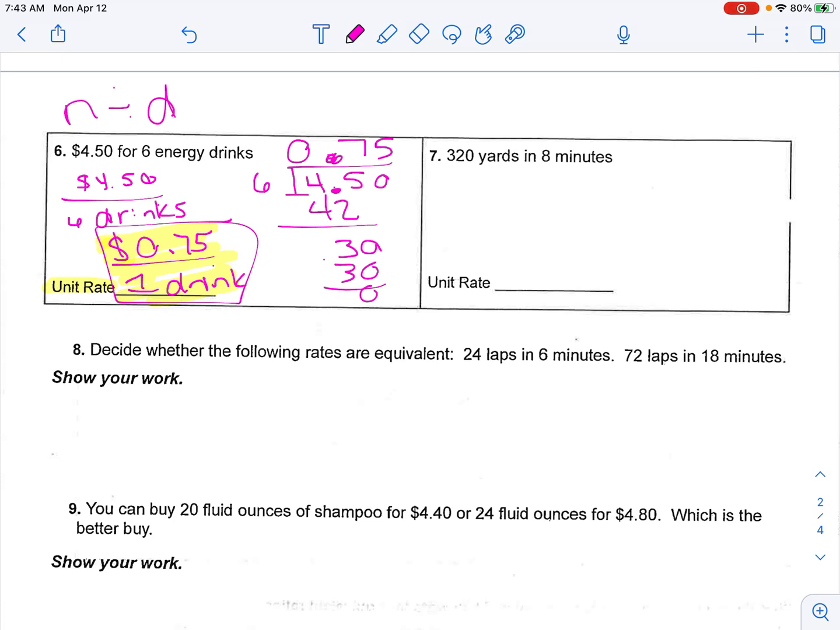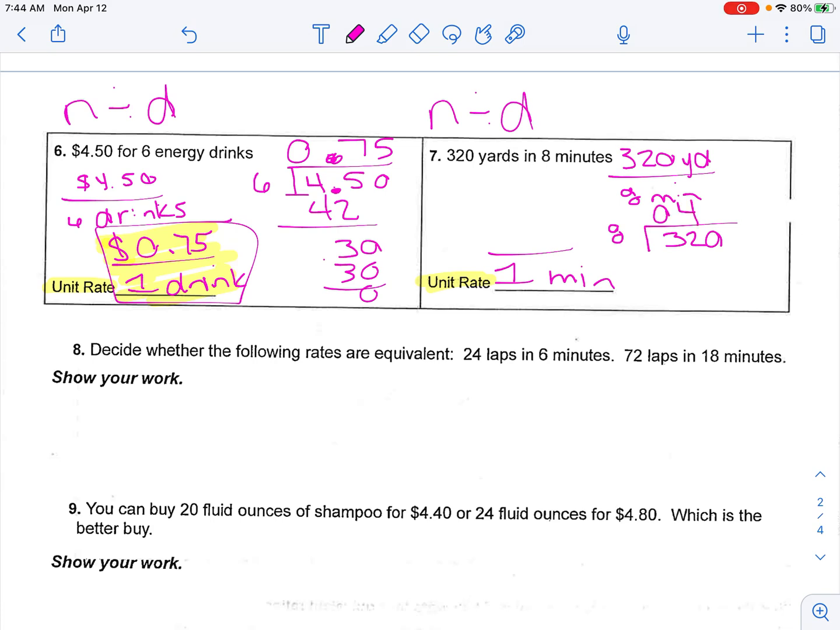All right. 320 yards in 8 minutes is how much per 1 minute? Remember, unit rate means we have a 1 on the bottom. So let's go ahead and put that 1 minute on the bottom. So 320 yards in 8 minutes is how much per 1? How do we find unit rate? Numerator divided by denominator. So I'm going to set up my little division problem.